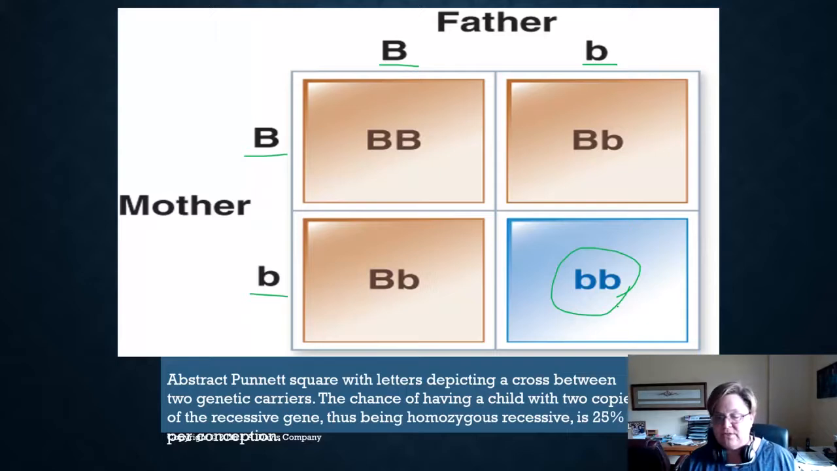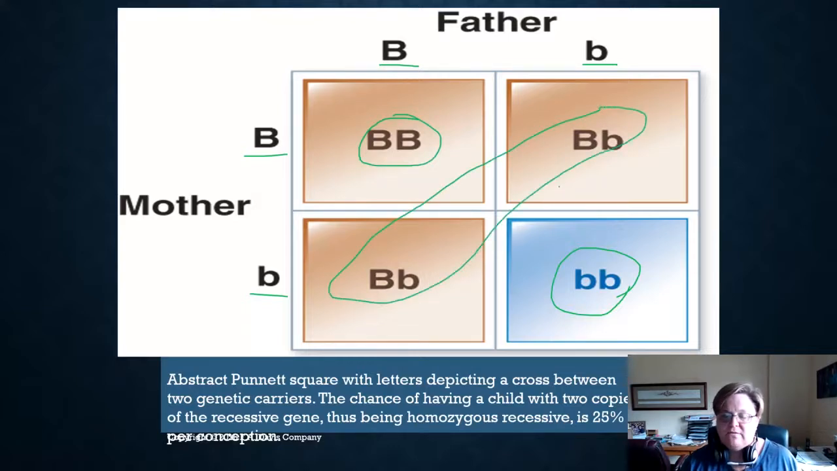Remember, 25% for each conception. And then you've got the chance of having the dominant at 25%, and in this case you've got the chance of having one of each at 50%.